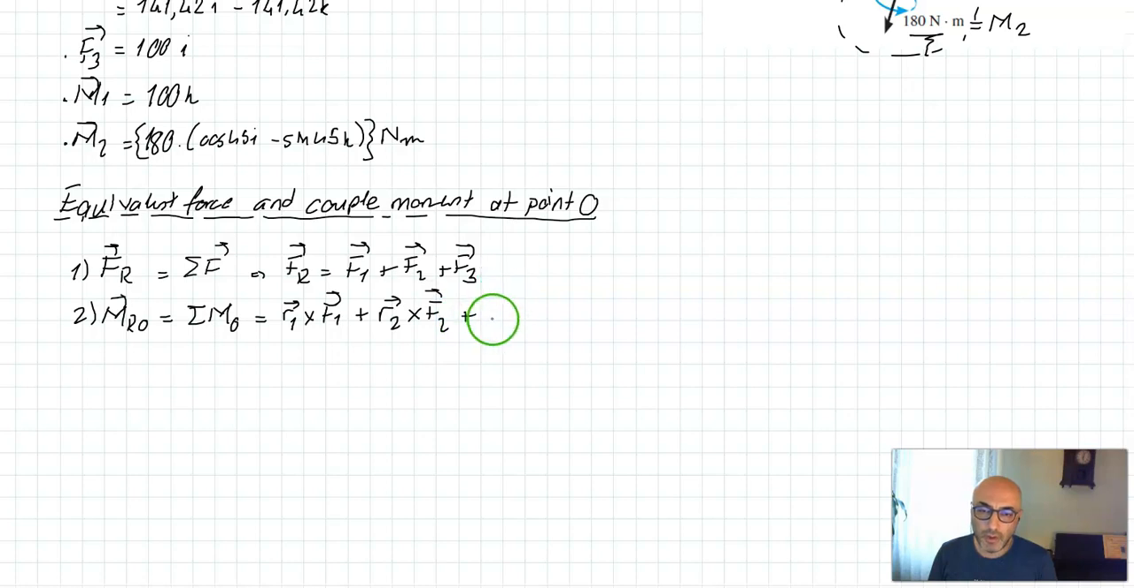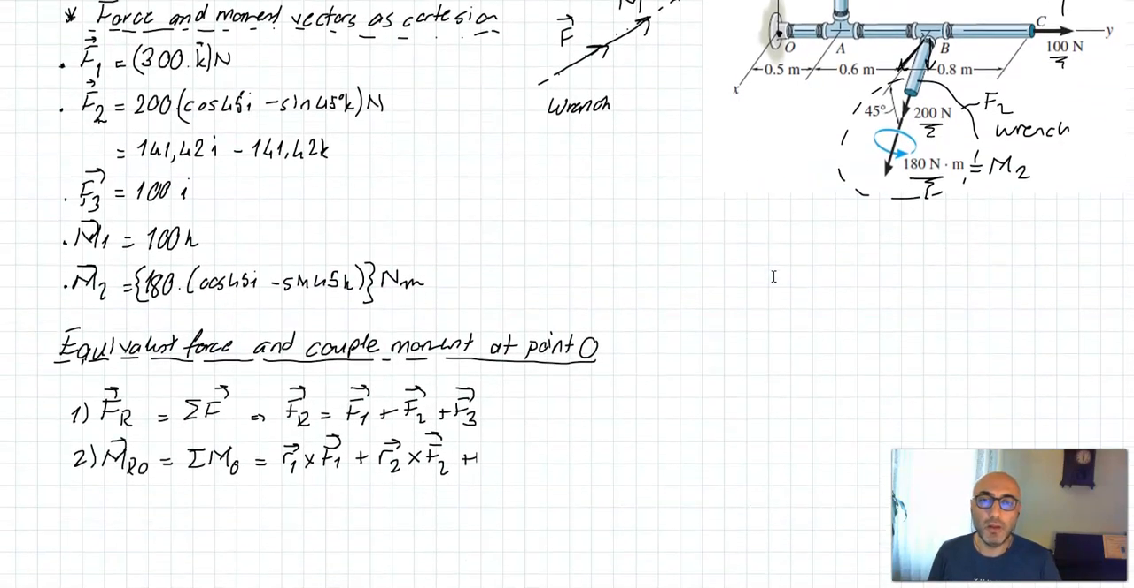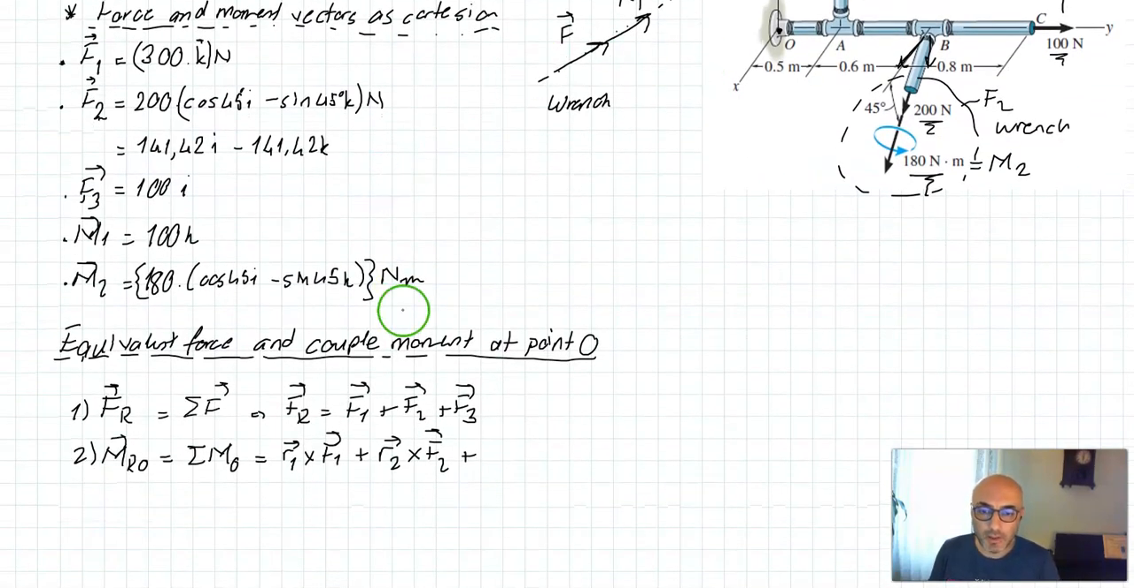And for F3, I don't have any moment caused by F3 because the line of action of F3 lies on the line where I have my point O. So there is no moment caused by F3 about point O. So that's that, and plus other couple moments which are free vectors, I simply add them, M1 and M2.